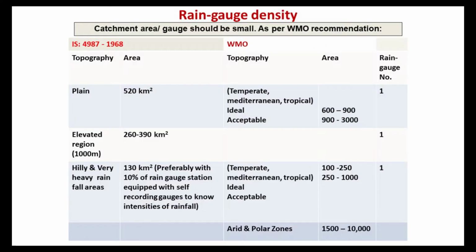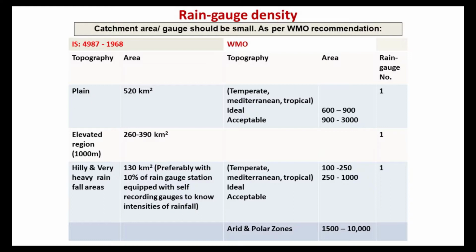Now we'll talk about the density of the rain gauge. The density depends upon the catchment area; that is, the catchment area per gauge should be small. There are a number of recommendations for this, for example the international recommendation 4987, adopted in 1968. These are different for different topographic areas. If the topography is planar in nature, one rain gauge is needed to cover about 520 square kilometers. If the area is elevated, that is, 1000 meters above mean sea level, then one rain gauge is needed to cover an area of 260 to 390 square kilometers.